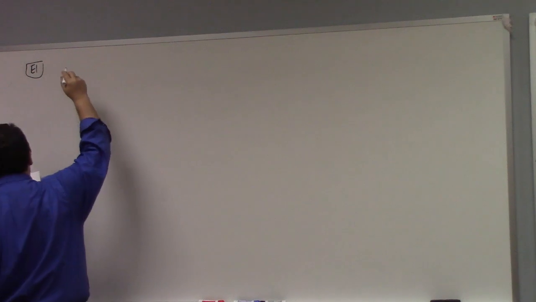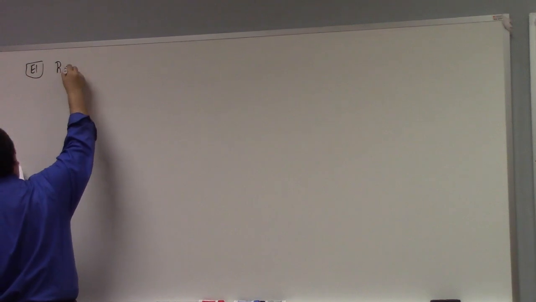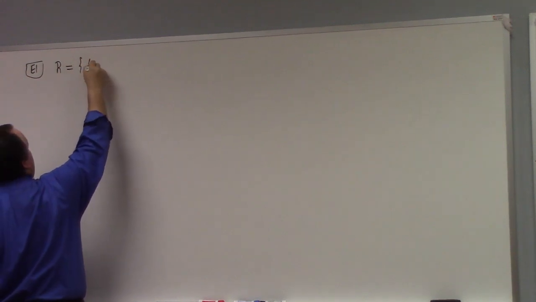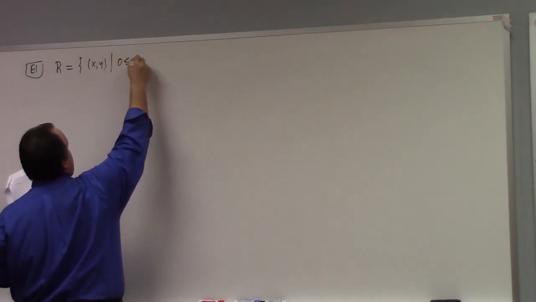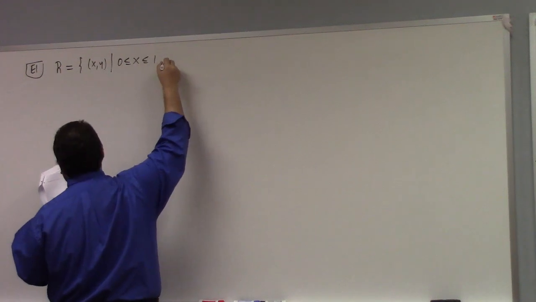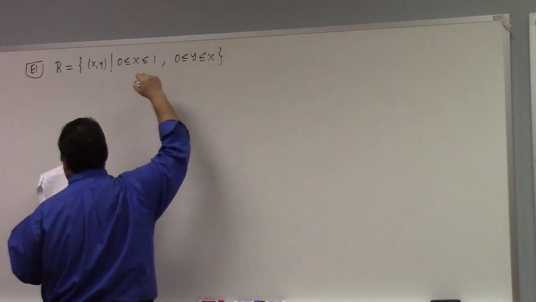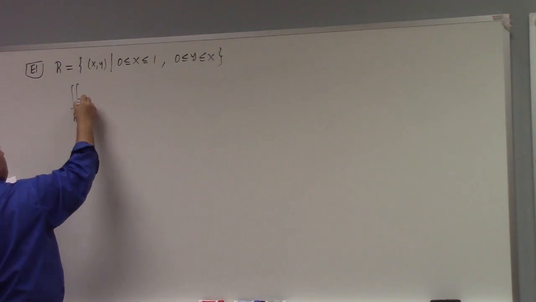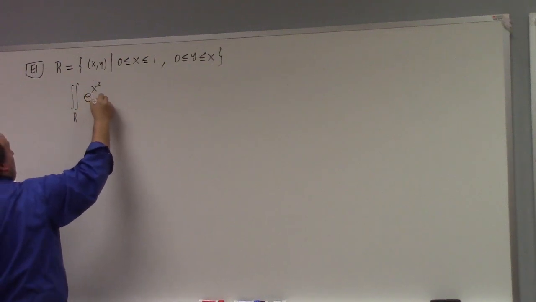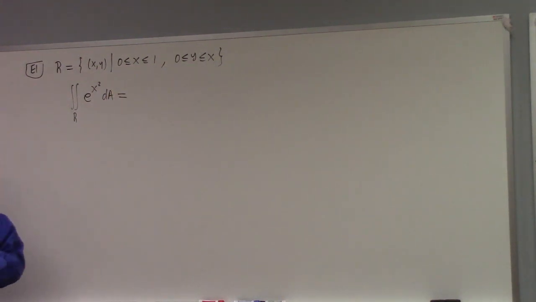Let me set it up this way. I have R equal to the region x comma y, such that 0 is less than or equal to x less than or equal to 1, and 0 is less than or equal to y less than or equal to x. All right? And this is the one that's kind of fun to do. Let me look at this again, two different ways. I'm going to forcefully do it the way it doesn't work to start with, okay?